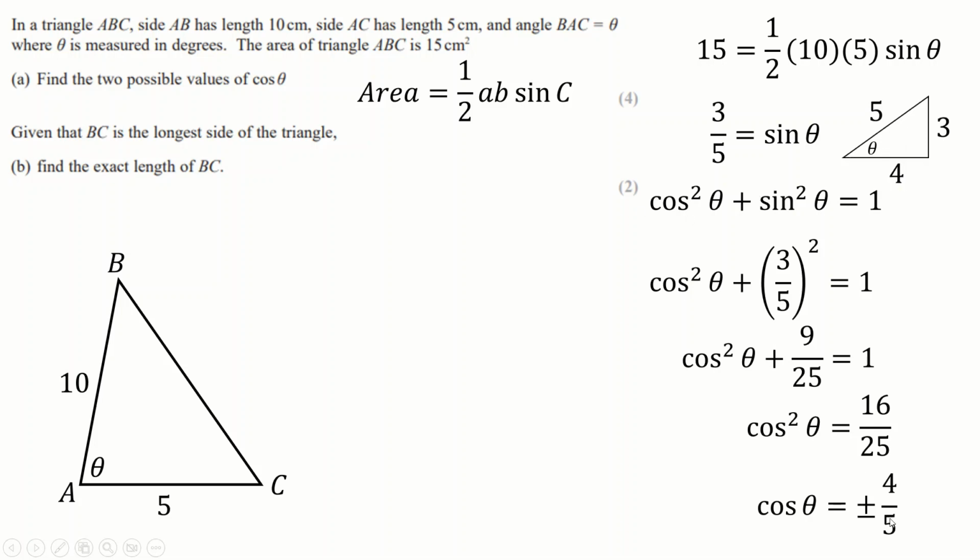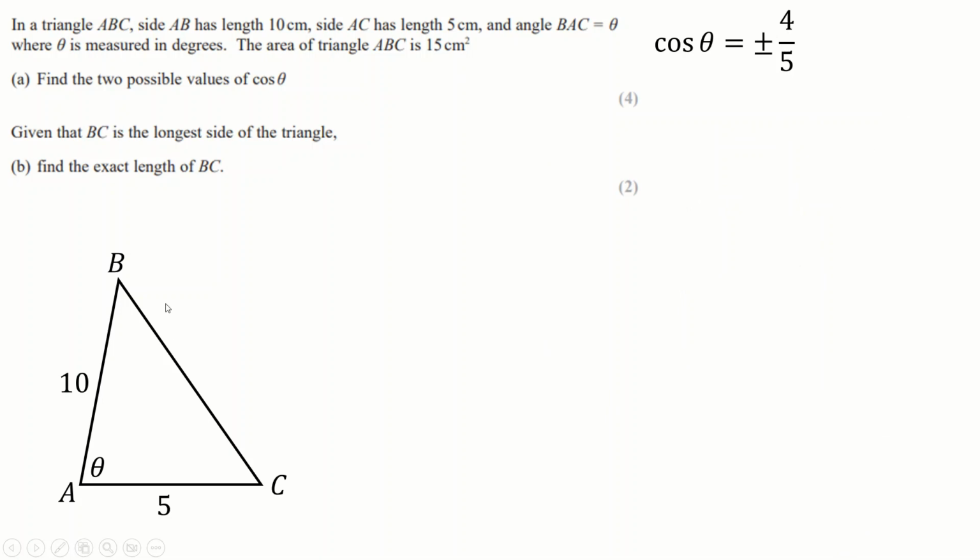It doesn't get you the minus 4/5 case, but it will get you most of the time. Good. Anyway, so we have cos theta is plus or minus 4/5. BC is the longest side of the triangle. Now clearly we're going to have to do some cosine rule here because we've got 2 sides and an angle now. We could do cos inverse to find the angle, but I'm not going to. This is cosine rule. And now it wants BC to be as long as possible.